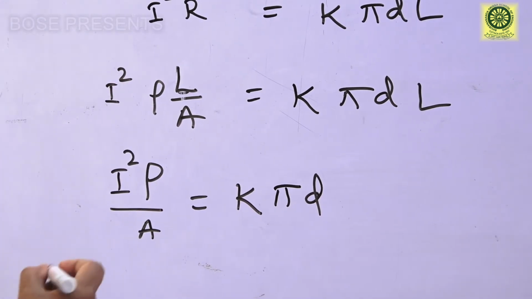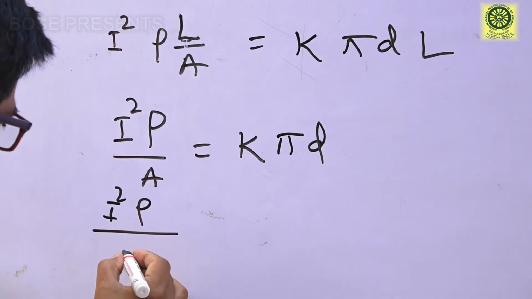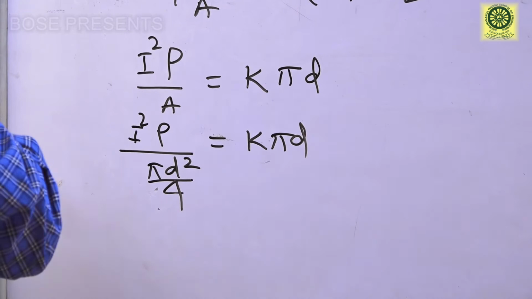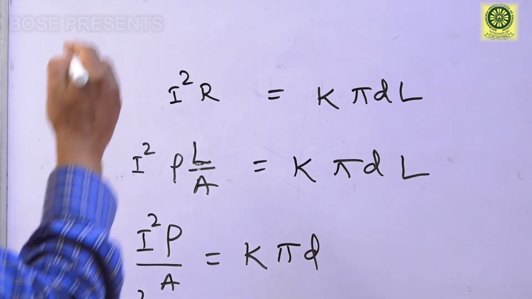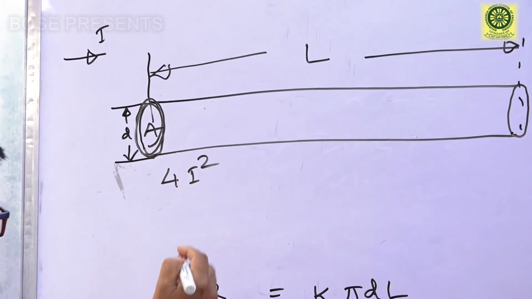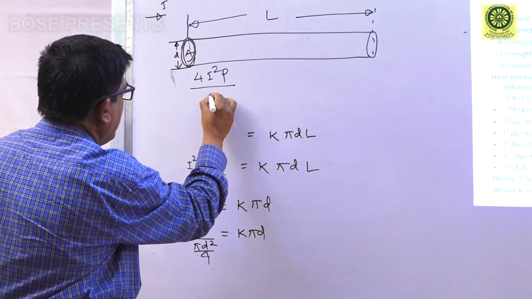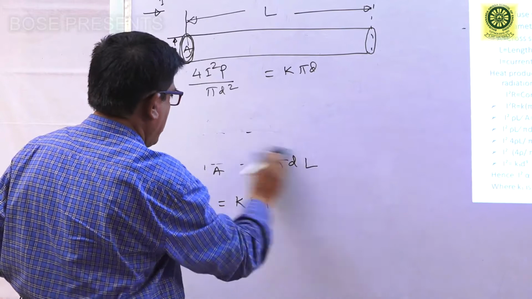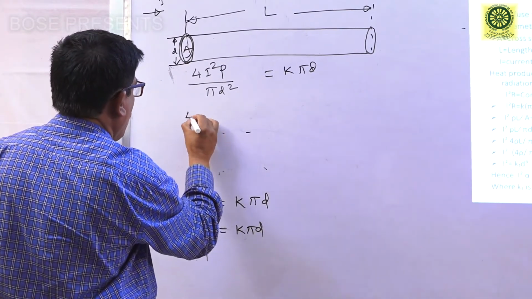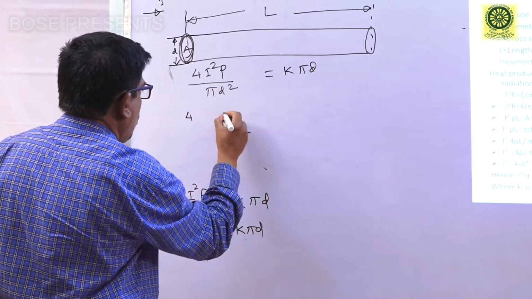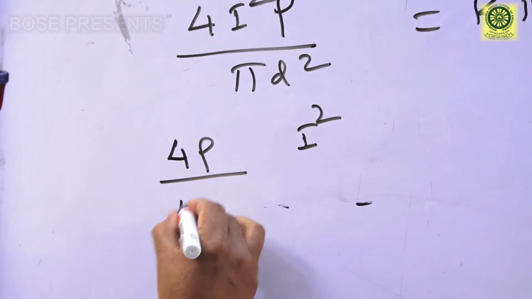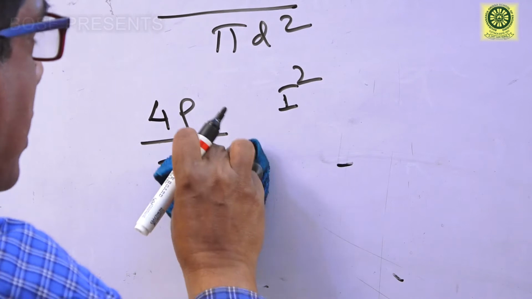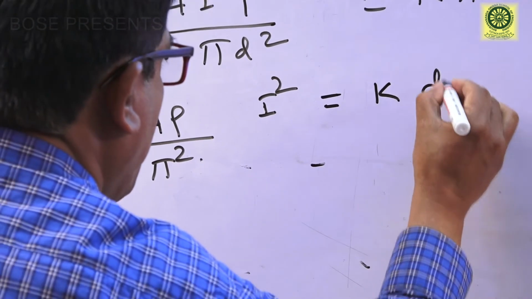Or I can write I square rho, A I can write as pi D square by 4, is equal to K pi D. Or I can write 4 I square rho by pi D square is equal to K pi D. Or I can write 4 rho by pi square, I can write is equal to some constant into D cubed, right?